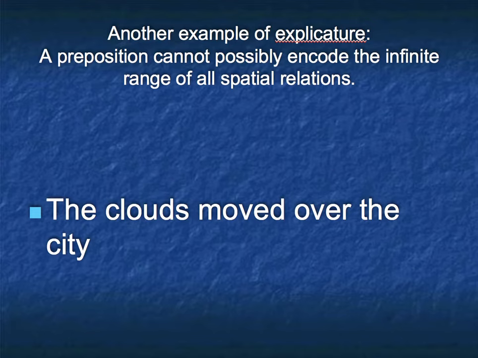Okay, here's some more examples of implicature, or explicature, and this is dealing with prepositions. Prepositions are very indeterminate in terms of their meaning. We have to work out the meaning of a preposition in context. And that process of working out the particular precise meaning of a preposition is working out the explicature. So a preposition cannot possibly encode the infinite range of all spatial relations, but we have to work it out in context.